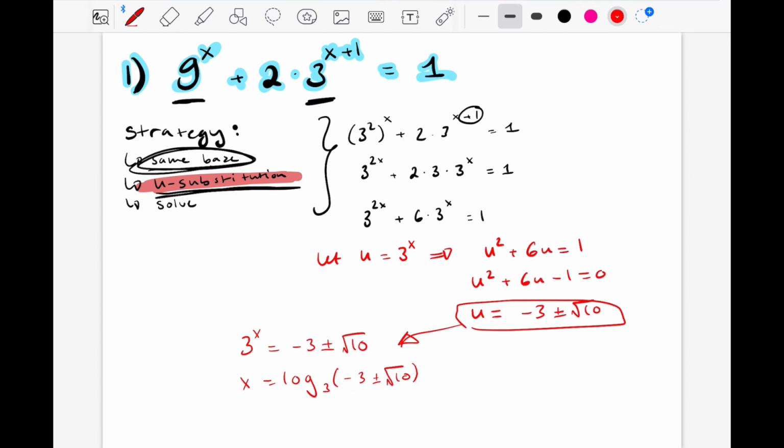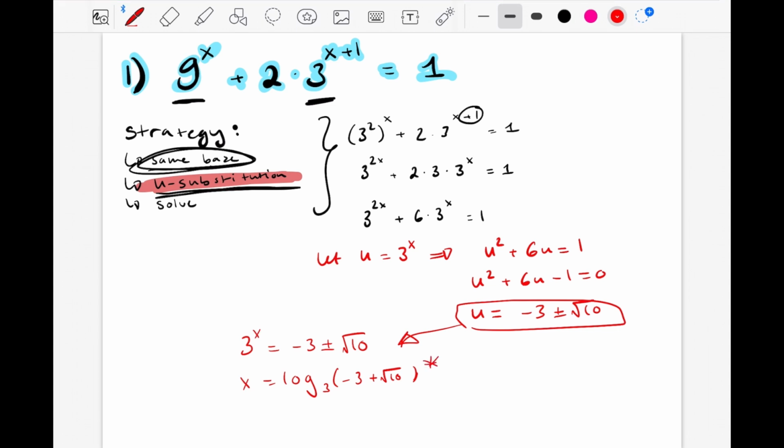But wait, we can't simply leave this, because one of our answers is going to be negative. In fact, if we have -3 minus root 10, we're going to have a negative value over here. And that cannot be, because the logarithm of a negative is undefined. It's not possible because our base is also positive, so we'll never get a negative from a positive. So over here, we have to erase this part and specify that this is only for -3 plus root 10.